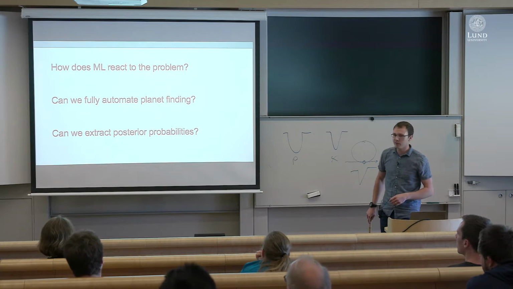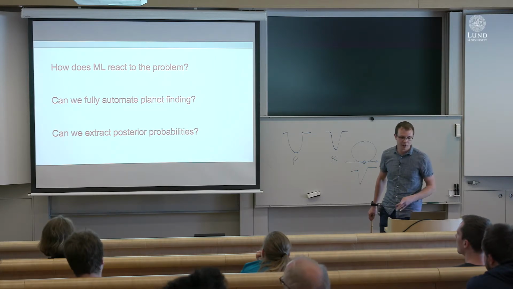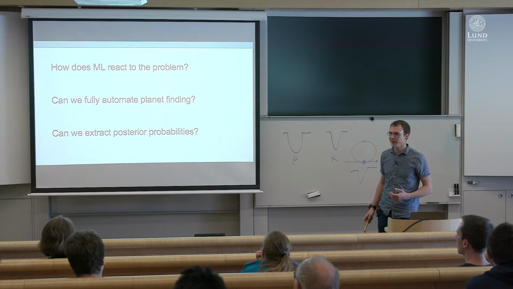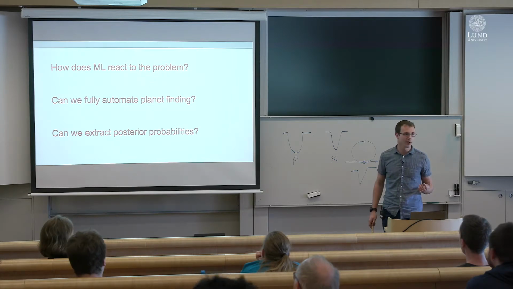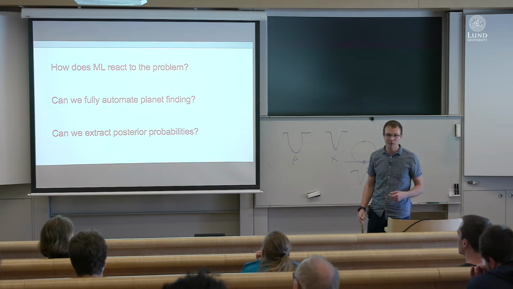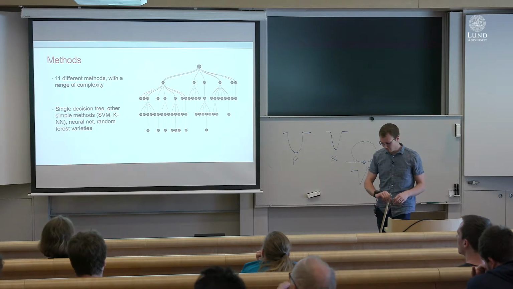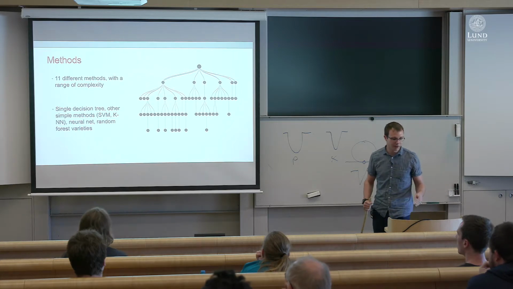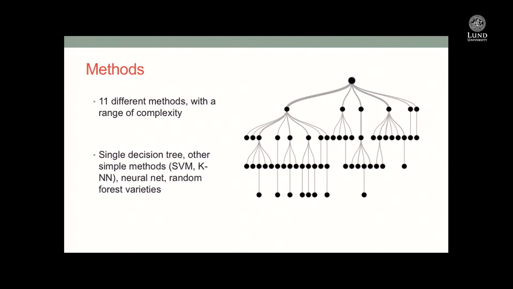We can look at the problem itself and see how machine learning reacts to it in different ways. We can try and fully automate it and see if we can actually get statistically accurate posterior probabilities for this, in line with these statistical methods, but with a different and independent method. To do that, we tried using 11 different methods with a range of different complexity, ranging through different kinds of random forests, boosted forests, support vector machines, different sorts of clustering methods, some simple neural nets. There's not a deep neural net in there because we couldn't get the time, basically. But other people have tried that, and it works similarly.